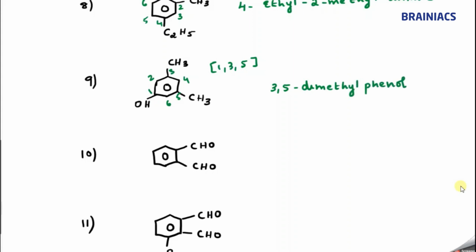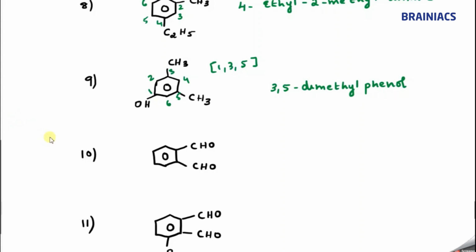3,5-dimethyl phenol. Now what about the next compound? Can anybody tell? Two -CHO groups are there. So how can you tell? We already learned these kinds of questions.